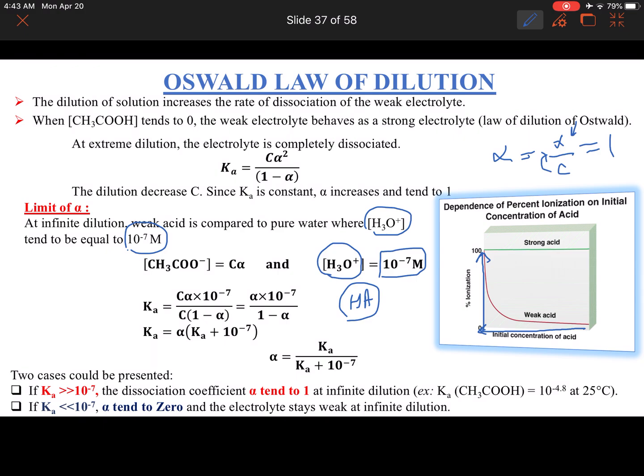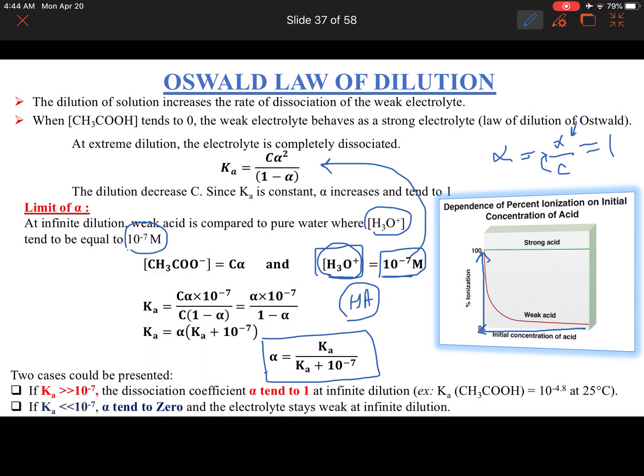Great, so now that you know that, and we already discussed that, you substitute this 10 to the minus 7 into the calculation of Ka. So instead of H3O plus being C alpha, you substitute for H3O plus, put 10 to the minus 7. Net result, I get alpha in terms of Ka at infinite dilution.